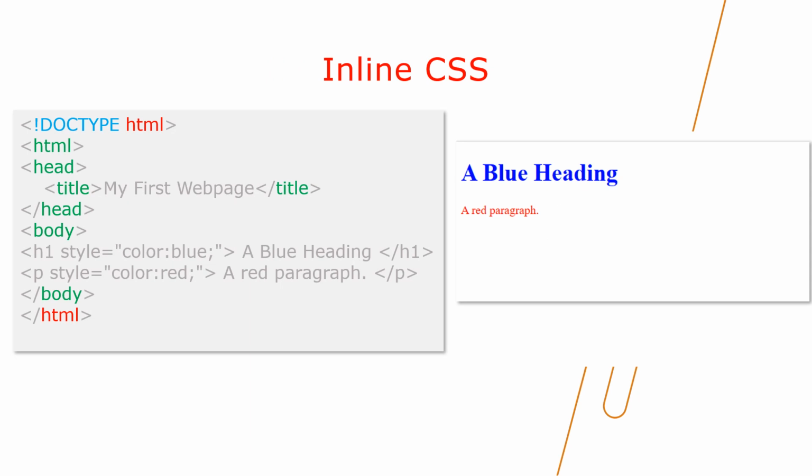Let's start with inline CSS. Here's an example of inline CSS. In this example, we're using the style attribute inside the h1 and p elements. The style attribute includes property and value pairs, which define the styles to be applied to the elements. This will display the heading in blue color and a paragraph in red color.